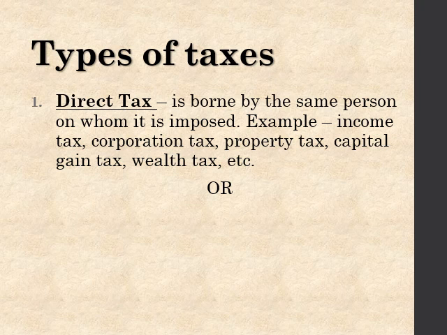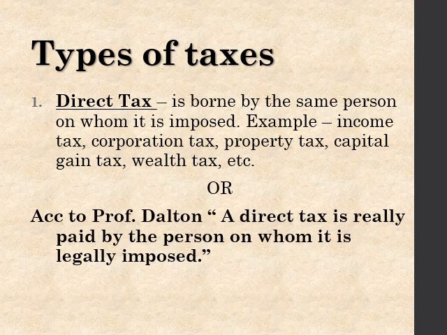What are the examples of direct taxes? Income tax, corporation tax, property tax, capital gain tax, and wealth tax. These are the direct taxes imposed by the government of India on individual persons. Or you can define it another way: according to Professor Dalton, a direct tax is really paid by the person on whom it is legally imposed. So who's paying? The same person on whom it was imposed.